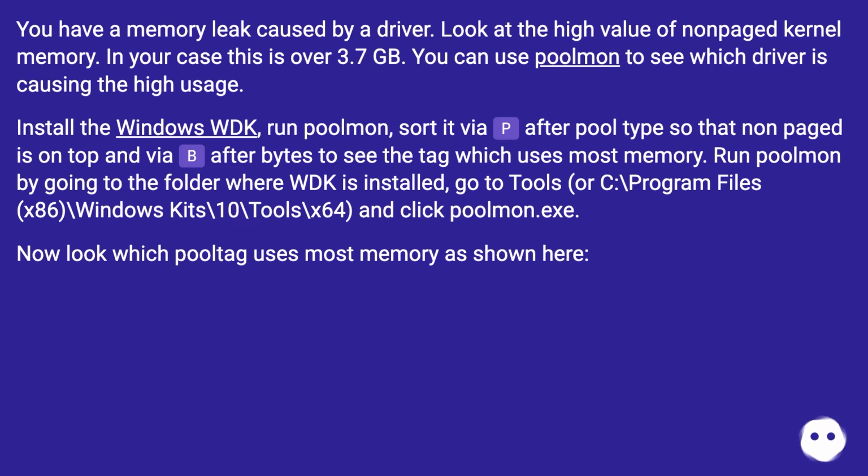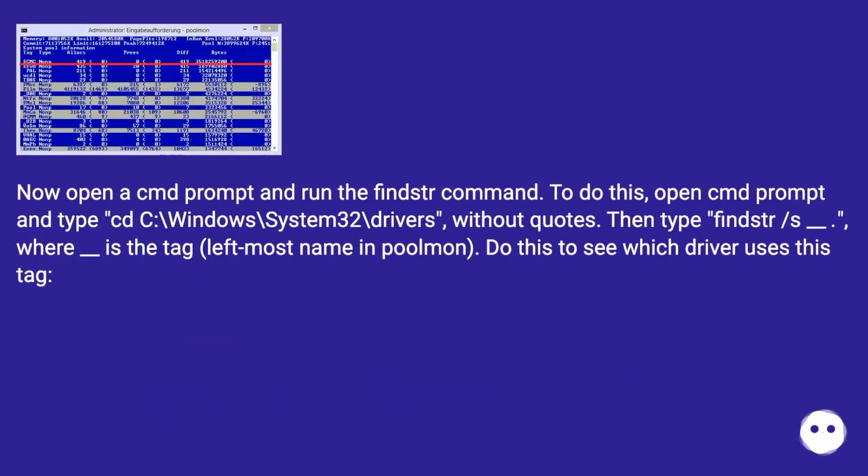Run PoolMon by going to the folder where the WDK is installed, go to Tools, or C:\Program Files (x86)\Windows Kits\10\Tools\x64, and click poolmon.exe. Now look which pool tag uses the most memory as shown here. Now open a CMD prompt and run the findstr command. To do this, open CMD prompt and type cd c:\Windows\system32\drivers, without quotes. Then type findstr /m /l TAG *.sys, where TAG is the tag, the leftmost name in PoolMon. Do this to see which driver uses this tag.